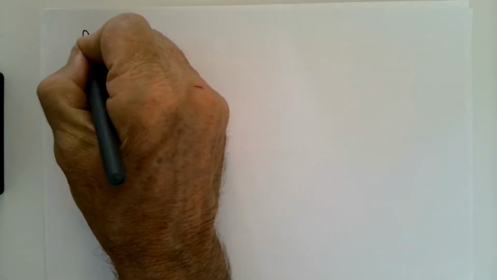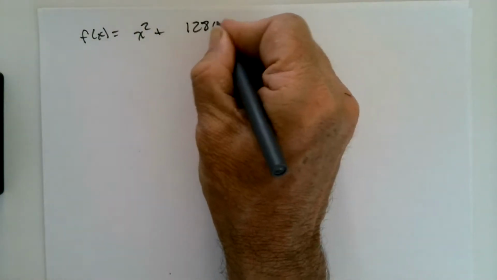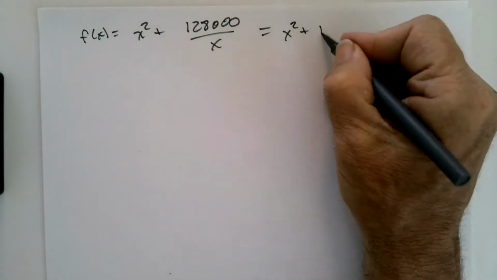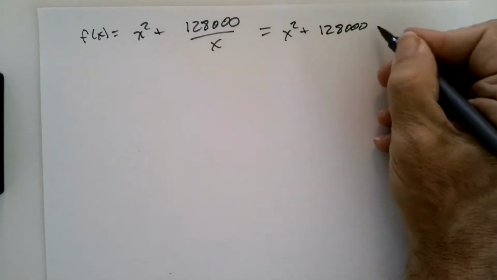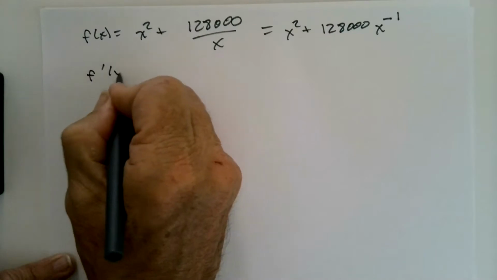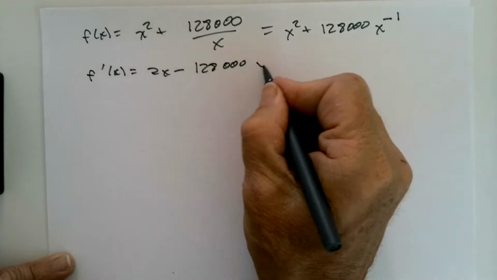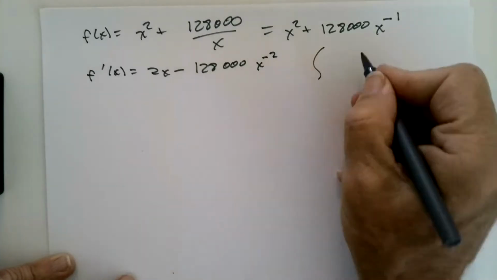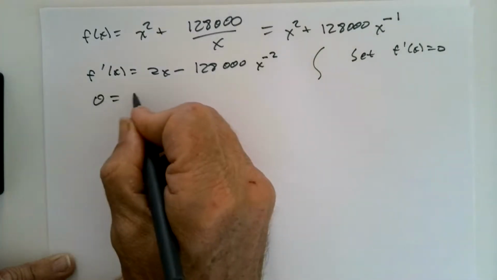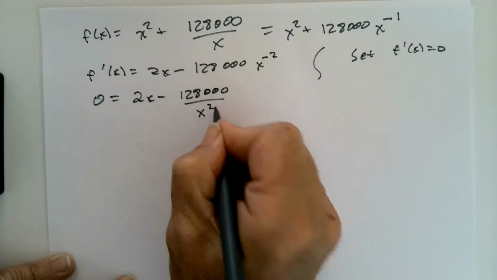So I have f of x is x squared plus 128,000 over x, which is x squared plus 128,000 x to the negative 1. So what is f prime of x? 2x minus 128,000 x to the negative 2. Set f prime of x equal to 0. So 0 is 2x minus 128,000 over x squared.